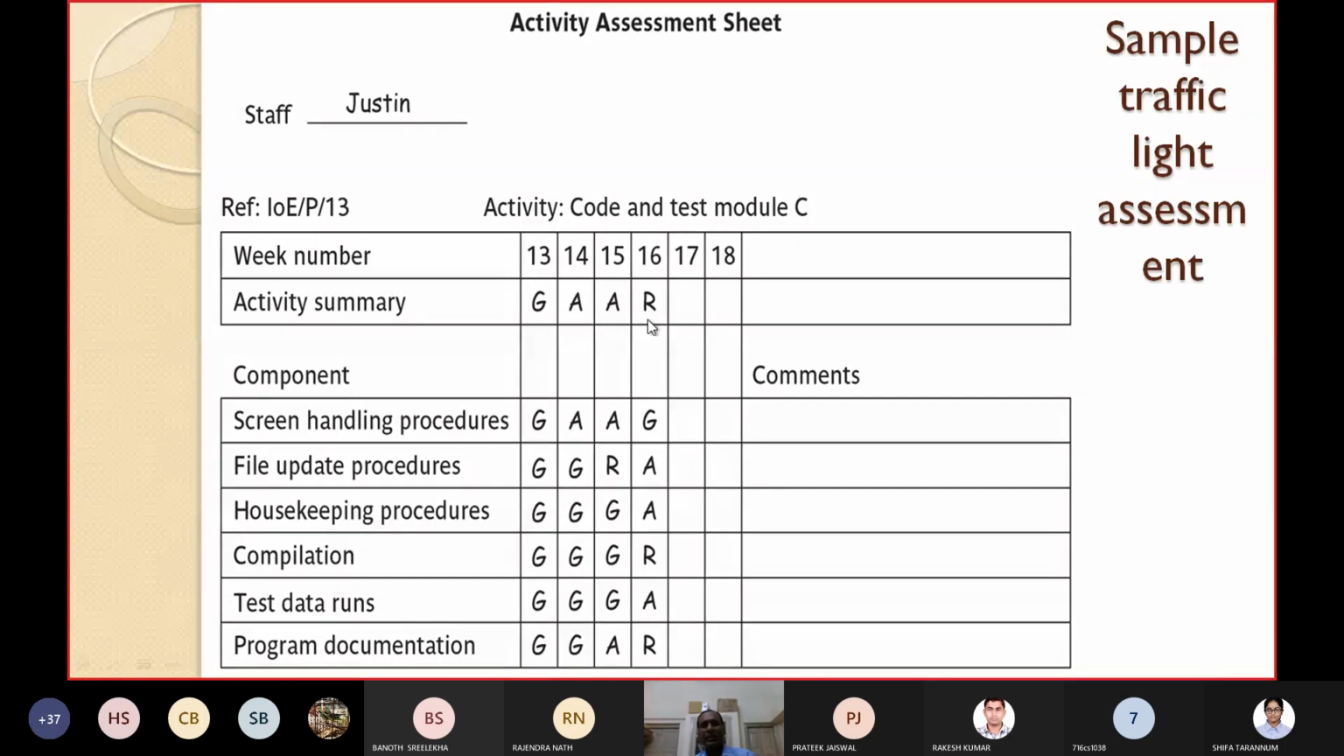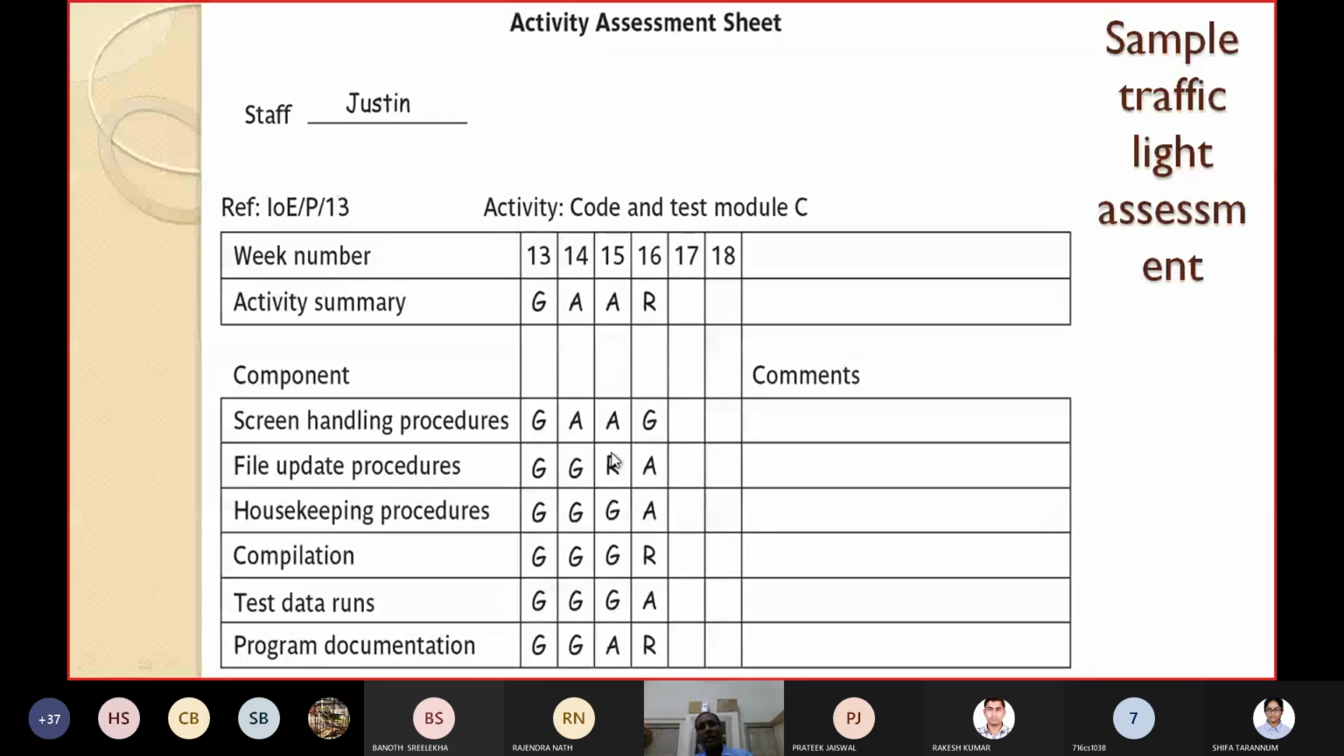So this is the overall activity summary. These are component wise, like scaling procedures. In the 13th week it is green. Then you have taken some steps, so that by the 16th week you have again entered the green zone, no problem. Similarly, just see the green, amber and red activities, the lights or the values, and what possible conclusions you can draw if the activity is marked as green or amber or red for the different components.